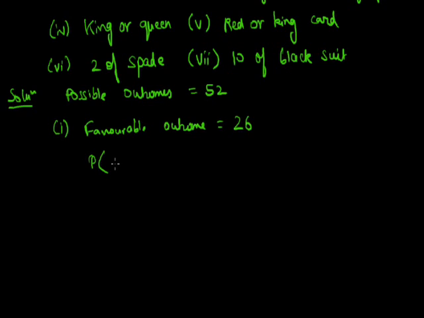So the probability of getting a red card will be equal to favorable outcomes, that is 26, divided by possible outcomes, that is 52. So our probability will be equal to 1 by 2.